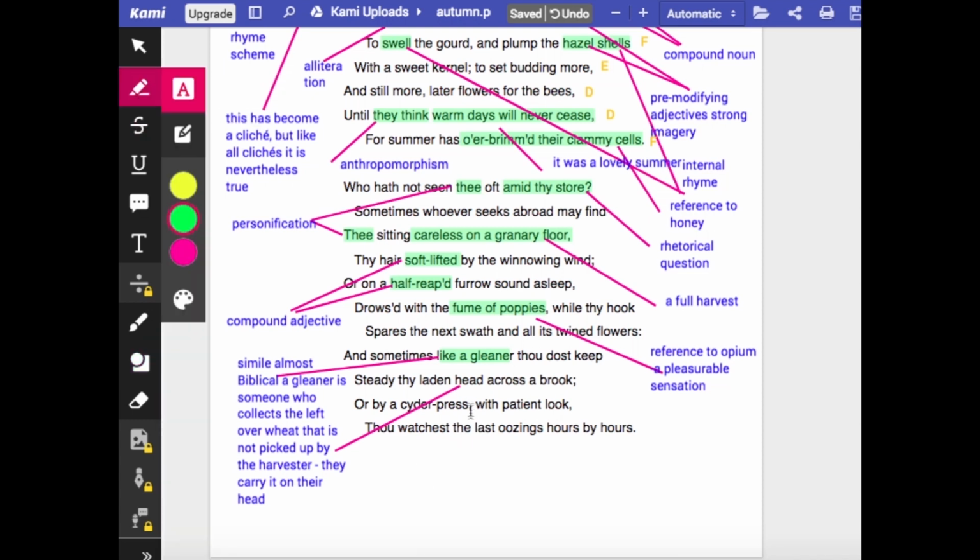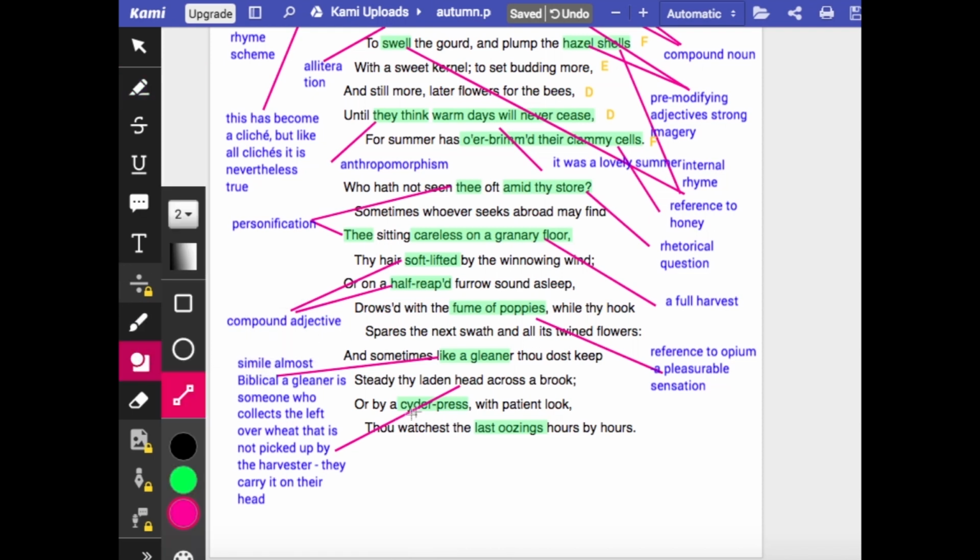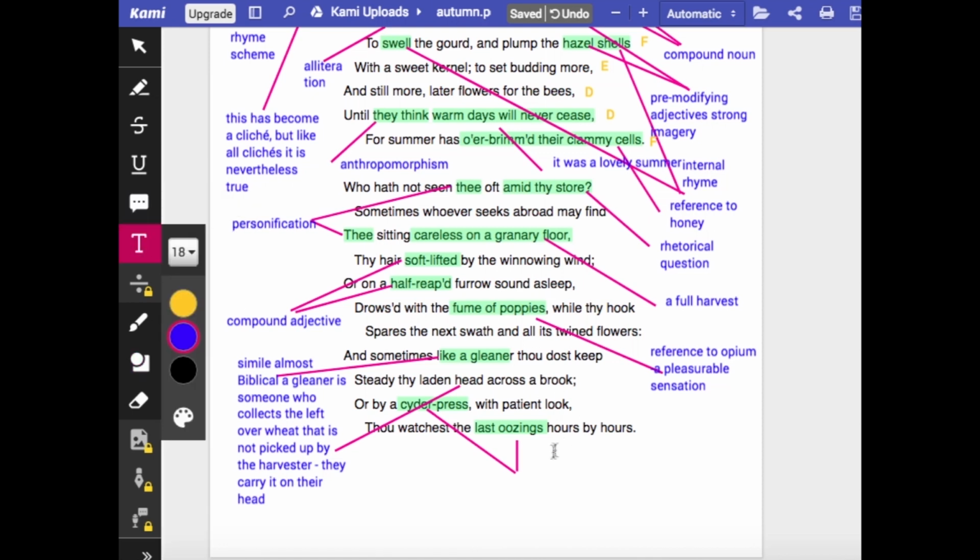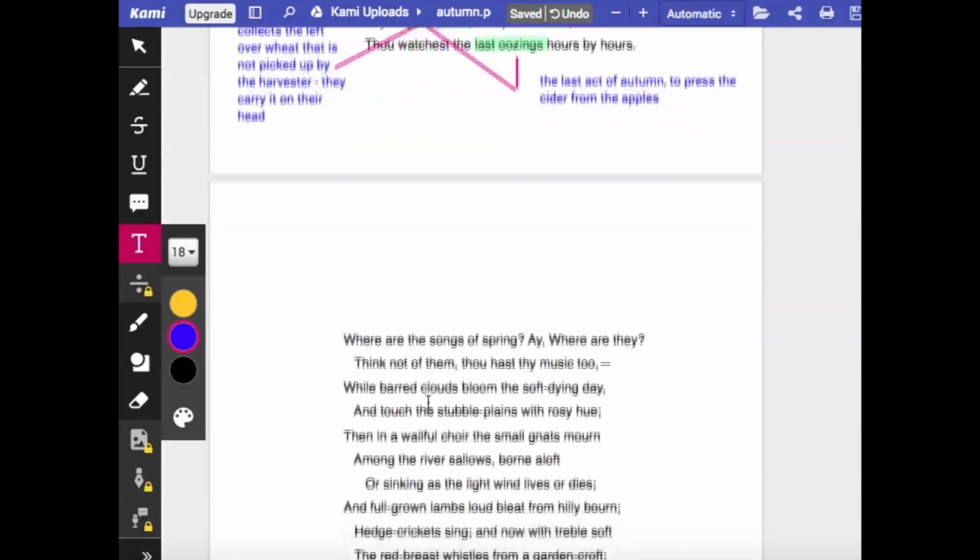And then what is autumn without cider? Without the apples being pressed for cider. And that phrase, last oozings, hours by hours, is not just about the cider and the way you press the most juice out of the apples in order to start the cider. It's also kind of the last act of autumn, and it gives that impression that you've squeezed as much out of this fruitful time as you possibly can, and it won't be long before winter comes, and a glass of warm cider will be comforting.